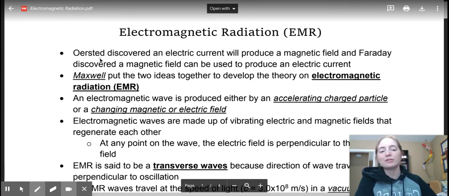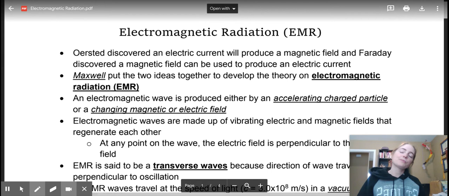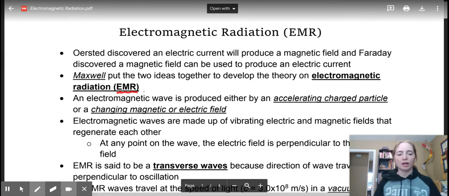So, ladies and gentlemen, Ørsted discovered that an electric current produces a magnetic field. Faraday discovered that a magnetic field can produce an electric current. We've already looked at those. However, Maxwell put the 2 together, and he came up with the whole idea of electromagnetic radiation, which is going to be our big focus. Your abbreviation is EMR. We're not going to say electromagnetic radiation all the time, it's just too long. We say EMR a lot.